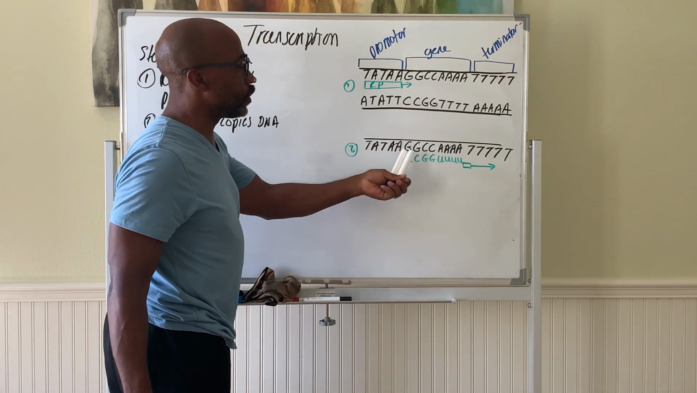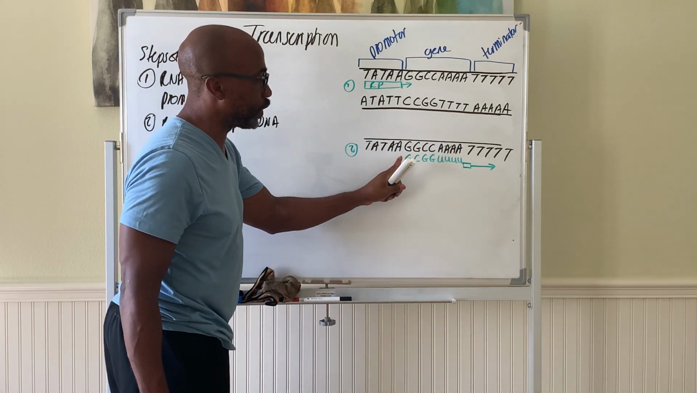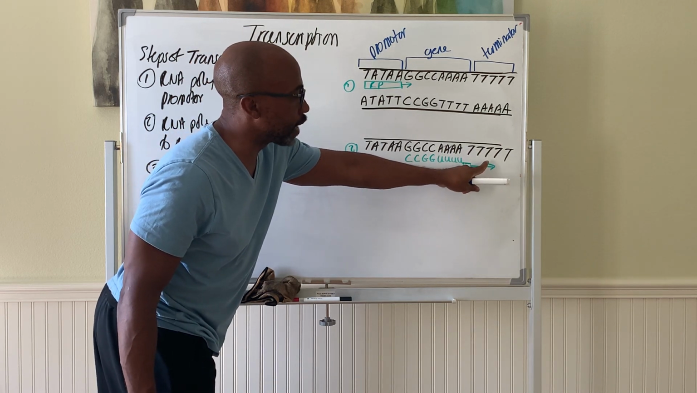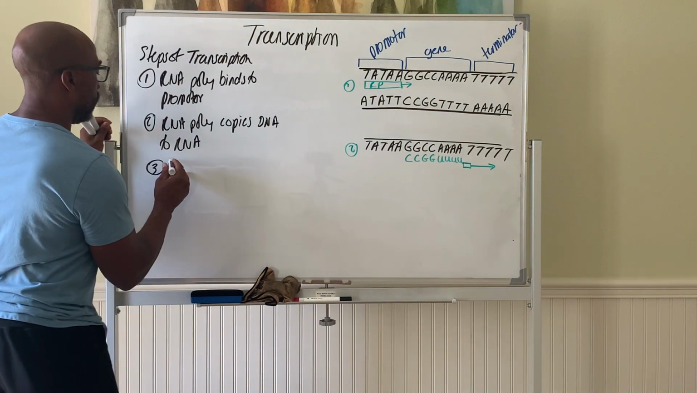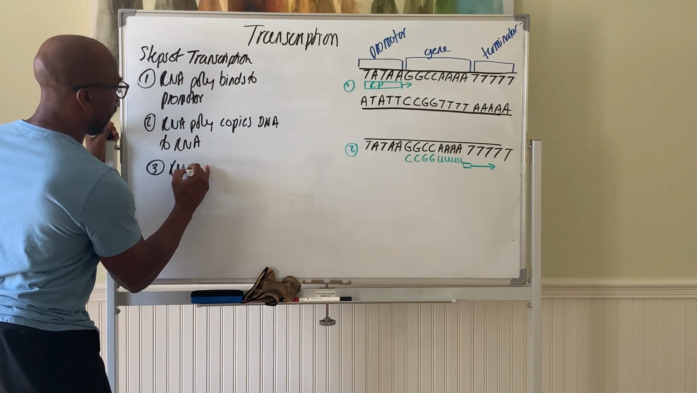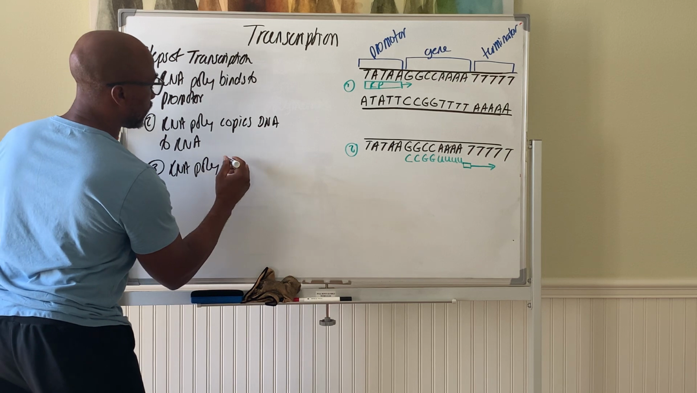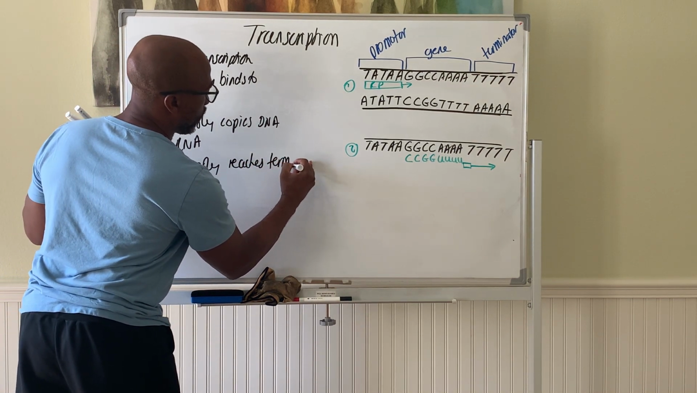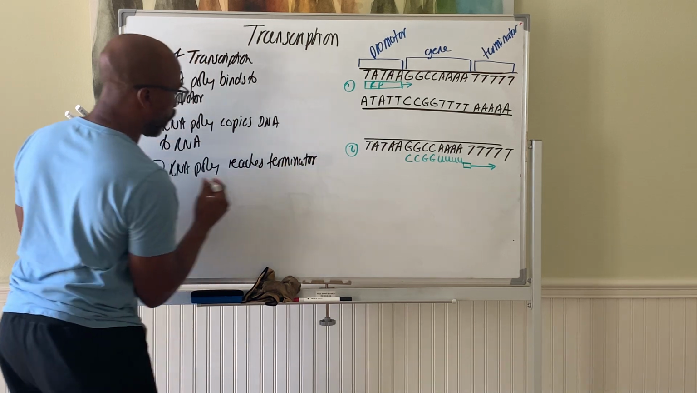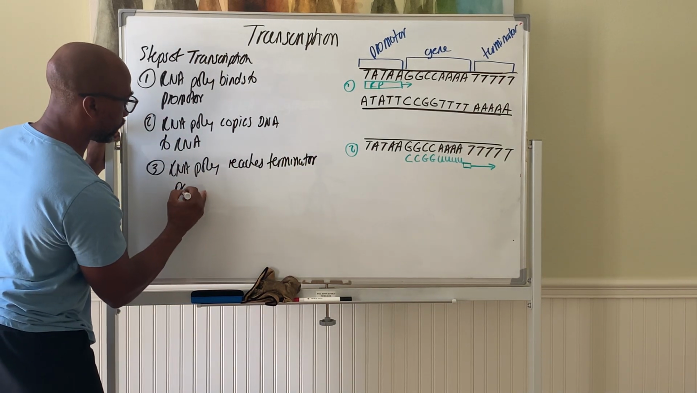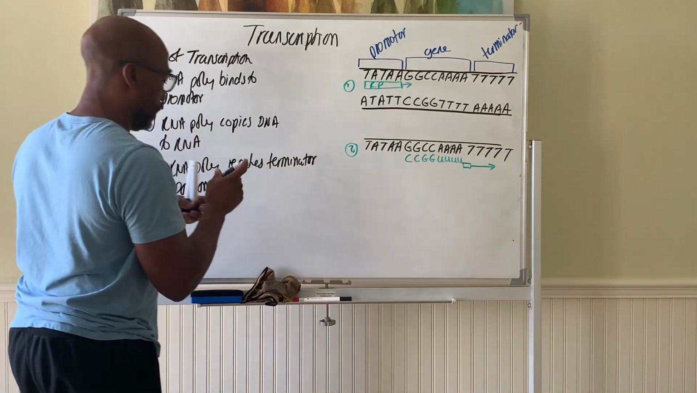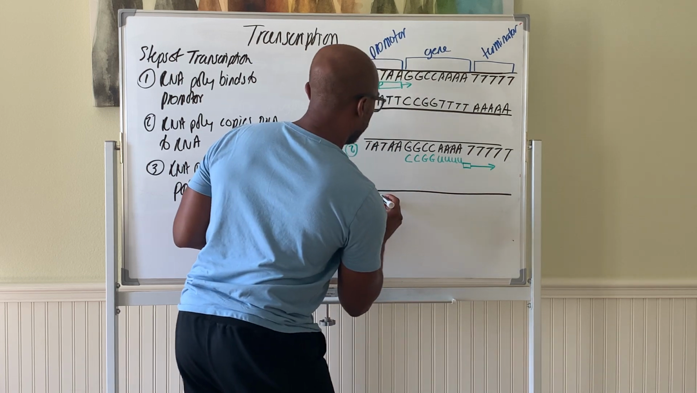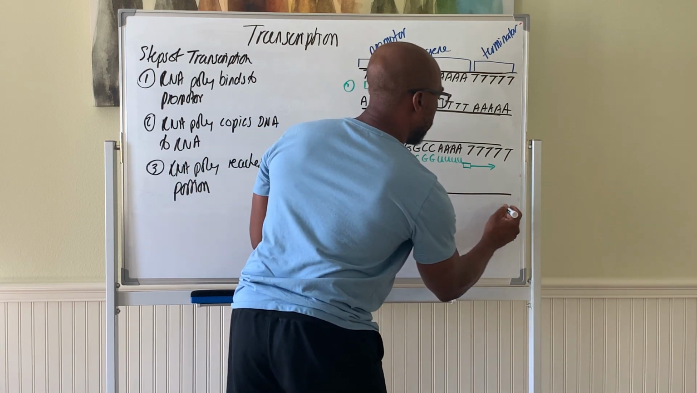Now step three. After it runs along, and these can be thousands of nucleotides long, once it's done with the gene part, it will encounter a sequence of nucleotides that we call the terminator. So RNA polymerase reaches the terminator portion of the DNA. So that's step three here. Again, now it's down here.